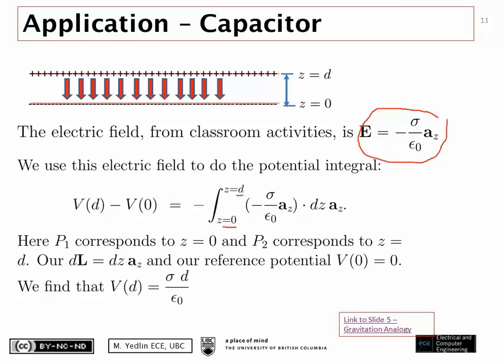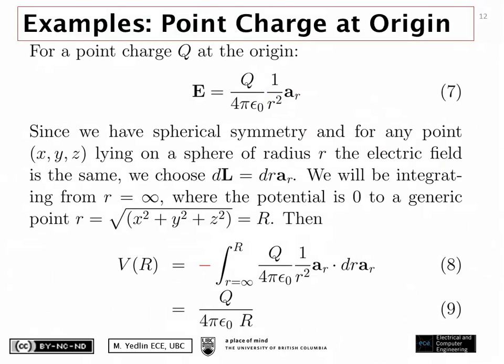We pick our reference potential. Just like in the gravitational case, the mass had no potential lying on the surface of the Earth. We pick the same here, that V of 0 is equal to 0, and we get the analogous result that we got before using electrical examples. So analogies are very important in helping us to understand if we're doing things correctly.